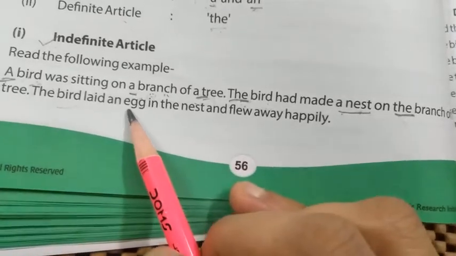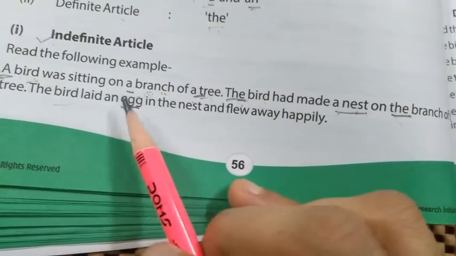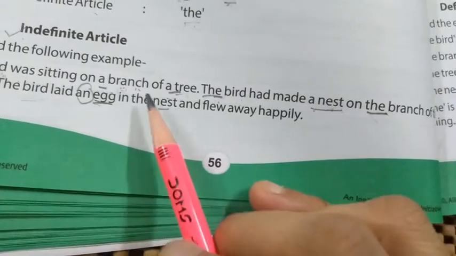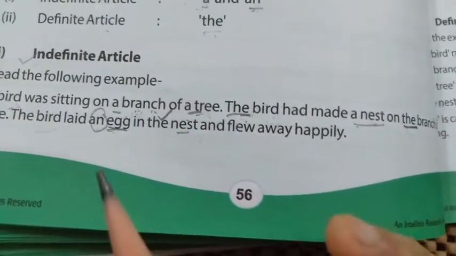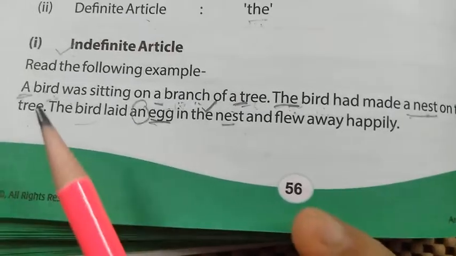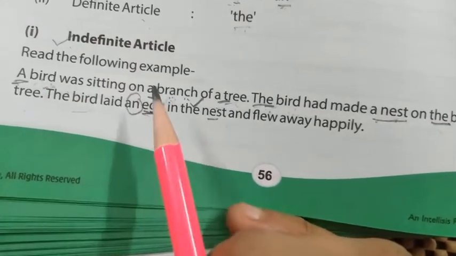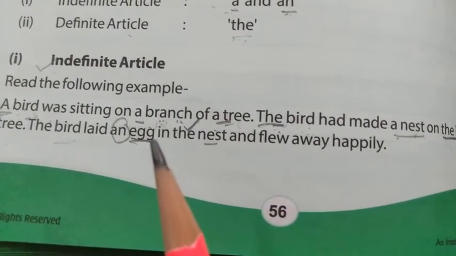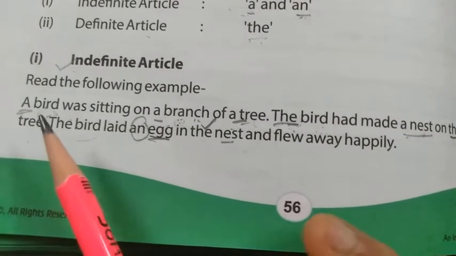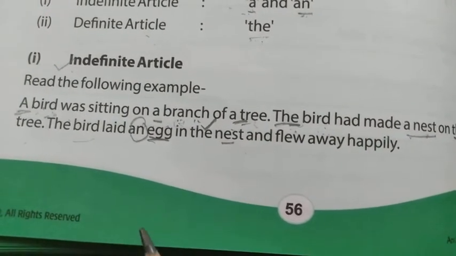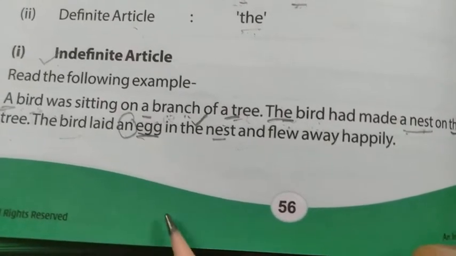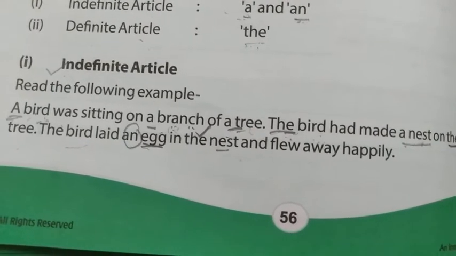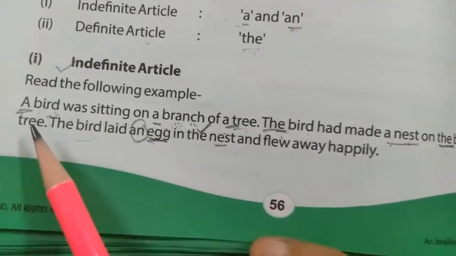Now here the word egg is used for the first time, so we have used an here, and nest is used for the second time now, so we have used the article the. So what I mean to say is that we use the article a when we are not sure about which particular person, place or thing we are talking about. In such scenarios we use the article a. And another important thing: whenever we get a consonant sound in the noun while opening our mouth to pronounce that word, in such situations we use a.